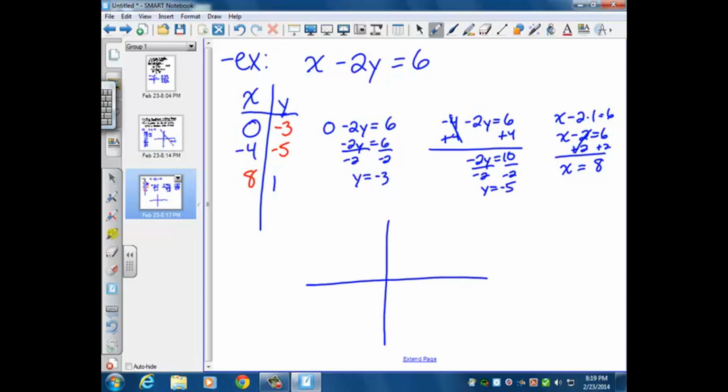So 0, negative 3, that's going to be down 3. Negative 4, negative 5: 1, 2, 3, 4, down 5. And then 8, 1: 1, 2, 3, 4, 5, 6, 7, 8, up 1, about there. So my line should look something like that.